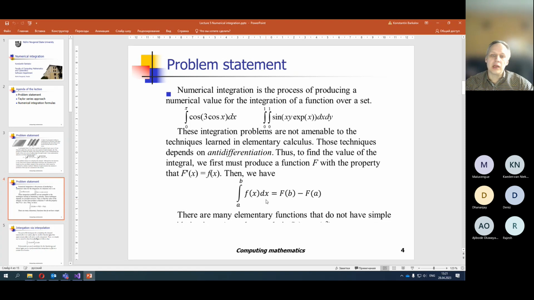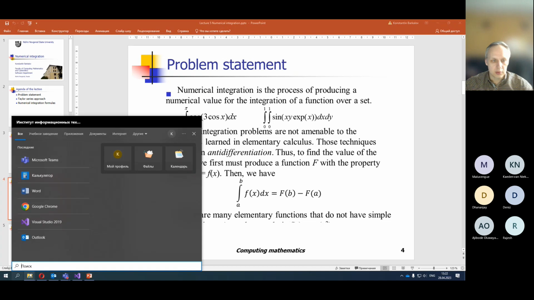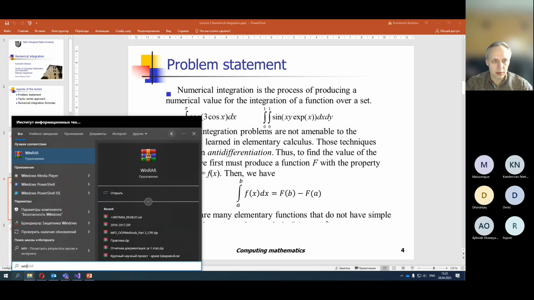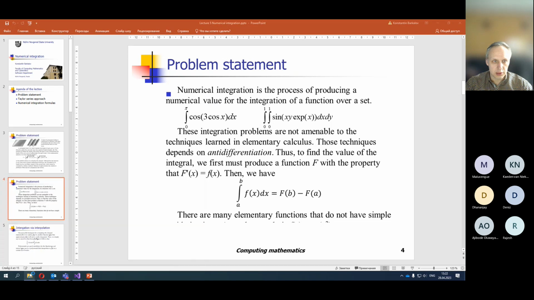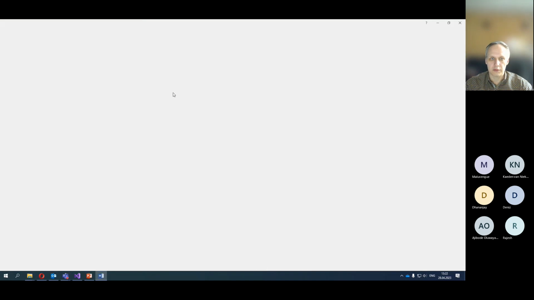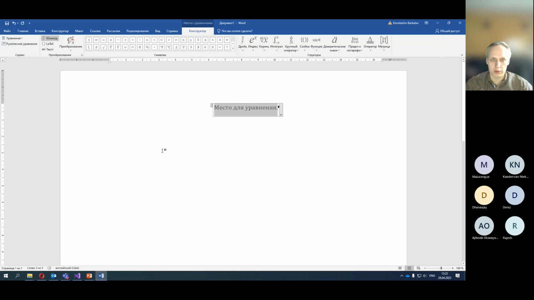But there are a lot of functions that do not have simple antiderivatives. If we know the antiderivative, we can apply this formula and we can get the exact answer. Well, I can type the example in Microsoft Word using formulas.